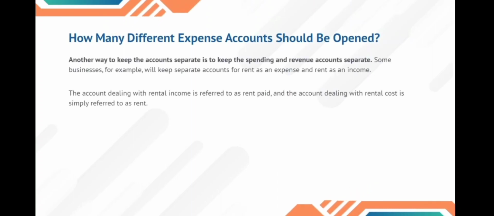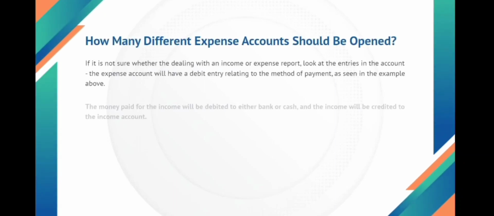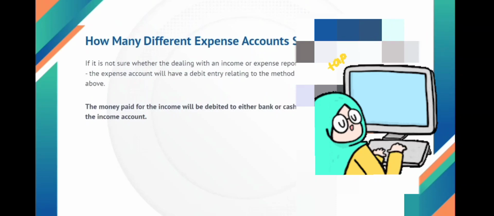Another way to keep the accounts separate is to keep the spending and revenue accounts separate. Some businesses, for example, will keep separate accounts for rent as an expense and rent as an income. The account dealing with rental income is referred to as rent paid, and the account dealing with rental cost is simply referred to as rent. If it is not sure whether dealing with an income or expense report, look at the entries in the account. The expense account will have a debit entry relating to the method of payment, as seen in the example above. The money paid for the income will be debited to either bank or cash, and the income will be credited to the income account.